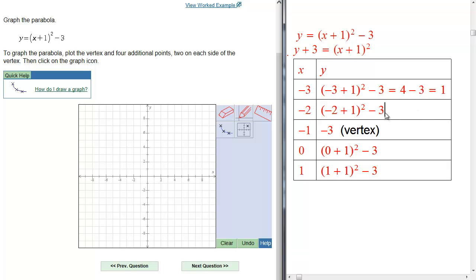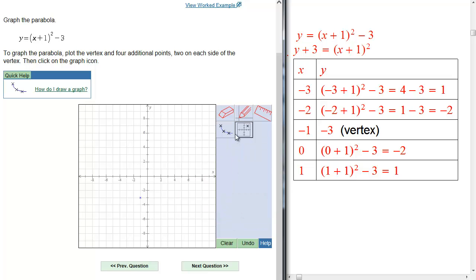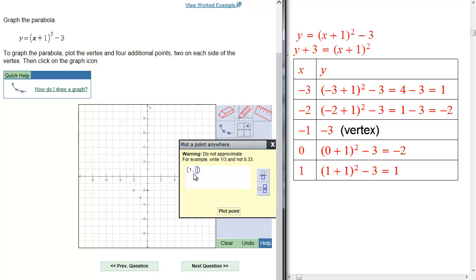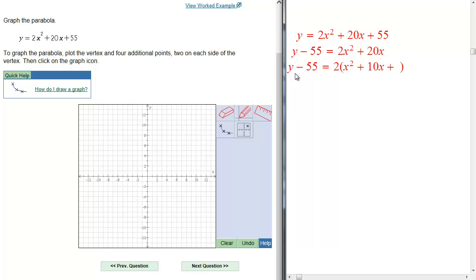Alright, you compute the rest of the points. So here are our coordinates then, -1, -3, which is our vertex, and then plot the other points. And we know it's a parabola facing up because the coefficient of the square term is going to be positive. So there's our parabola. Alright, let's take a look at the next problem.